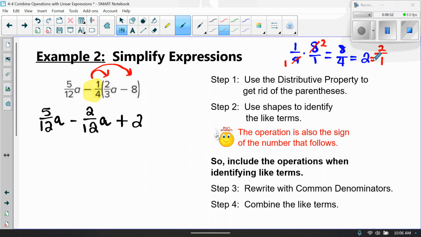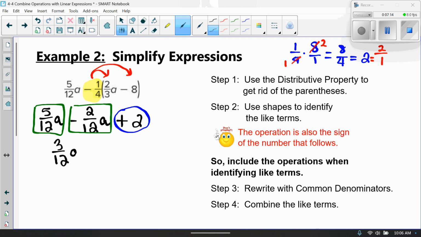Okay? So now I can combine my like terms. So here are my variable terms. Those are the A terms. And here are my constants. So now we've got 5/12 minus 2/12, which gives us 3/12. Don't forget your variable, A, plus 2.